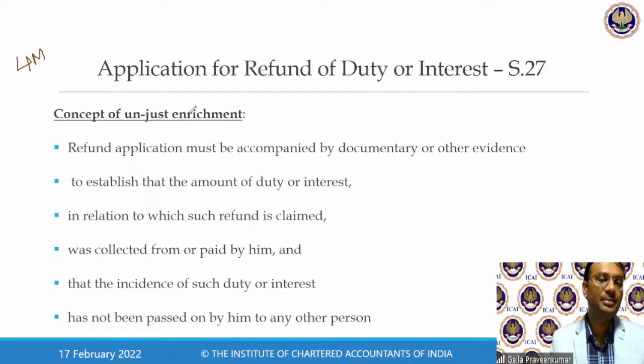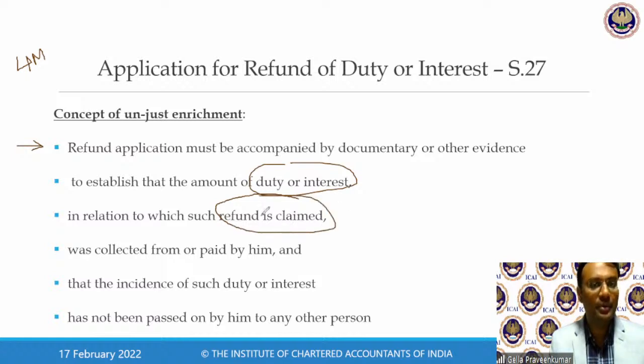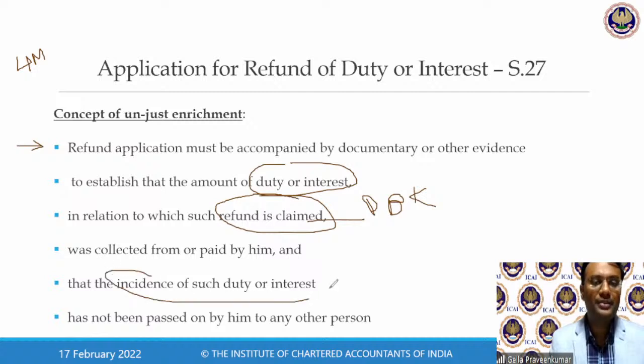This is in line with unjust enrichment. First point, my refund application must be accompanied by documentary evidence to establish that I have paid the duty or interest. I also have filed a refund application for that particular amount. However, I have not claimed a duty drawback. I should not have claimed duty drawback on that particular amount paid. And I also have not passed on the burden of that duty or interest to my customer. So how do I prove this?